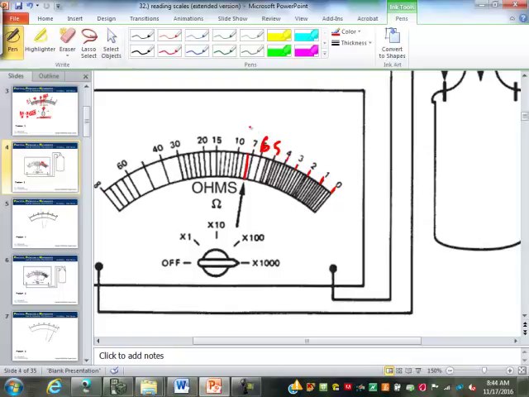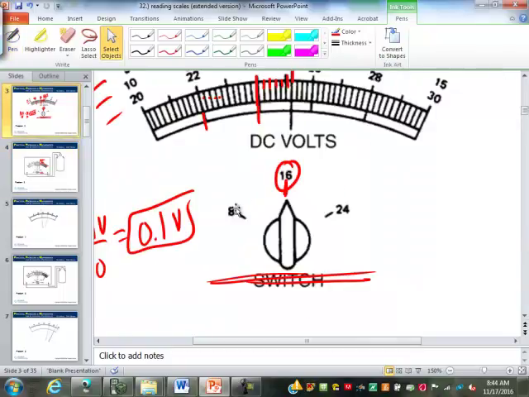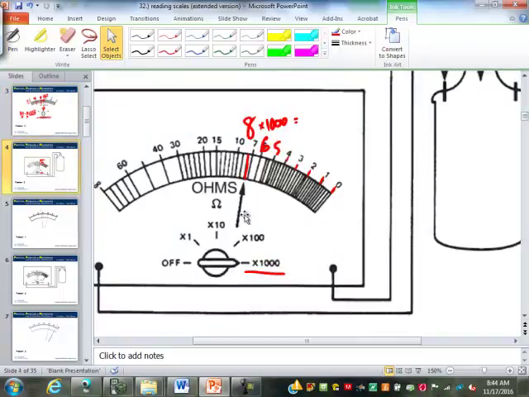That is representing 8. Now I've got to look down here. This is on times 1,000. So whatever I read off there, it's not like this one up here where it just had the numbers 8, 16, 24. This actually says times 1,000, which is telling us to take whatever we read on the scale and multiply it by 1,000. So I was reading 8,000 ohms.